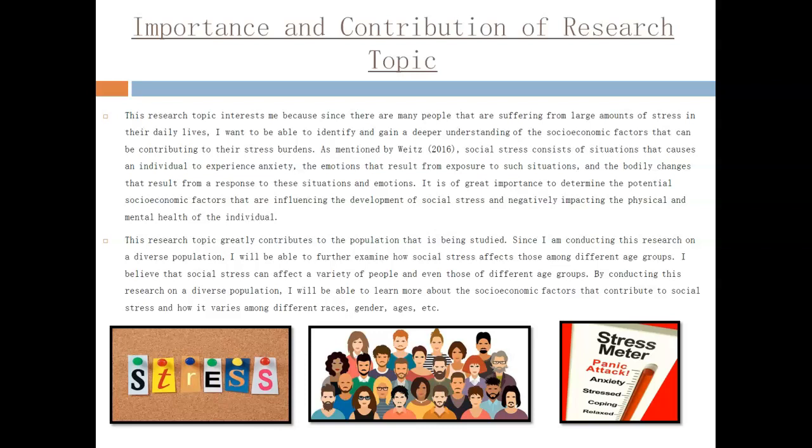This research topic greatly contributes to the population that is being studied. Since I am conducting this research on a diverse population, I will be able to further examine how social stress affects those among different age groups. I believe that social stress can affect a variety of people, even those of different age groups. By conducting this research on a diverse population, I will be able to learn more about the socioeconomic factors that contribute to social stress and how it varies among different races, genders, ages, etc.